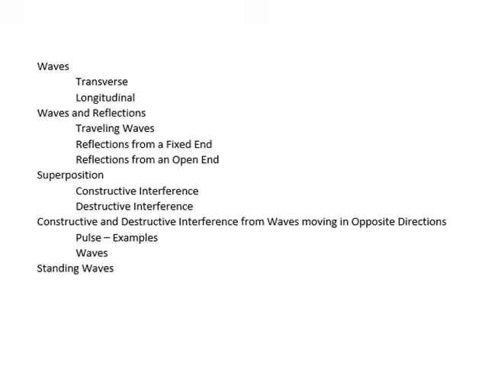I want to review a few of the topics that were covered in the text, but questions that arose during class discussion. Here's a short list of the items that are going to be covered. First is waves and their types: what's different between a transverse and a longitudinal wave. Waves and their reflections: as we have waves that travel, what happens when they come to an end, either a fixed end or an open end, and the reflection that's caused from that.